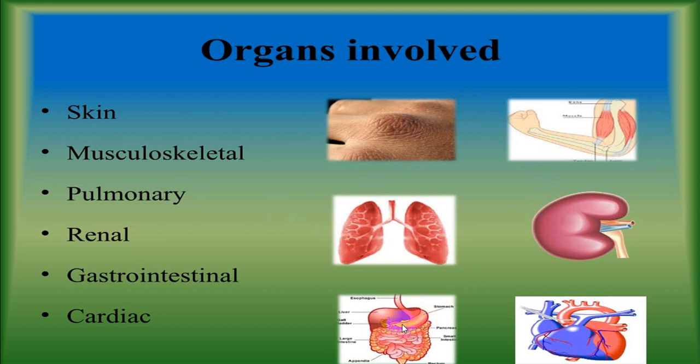GI tract involvement with calcinosis, telangiectasia, and Raynaud's phenomenon is more common in the case of CREST syndrome, and that is seen in the limited variety. Calcinosis cutis, that is calcinosis in the skin, is not commonly seen in the diffuse variety.